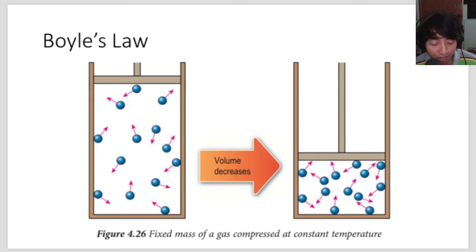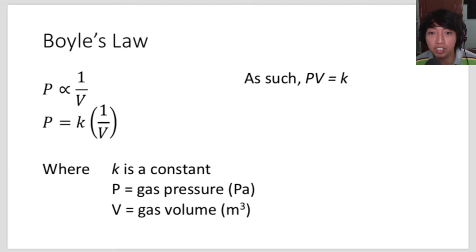And by the way, these pictures are all in your textbook, so you can also take a look in your textbooks later. Okay? So this is the formula that we can usually use. P is inversely proportional to 1 over V. Or if we write it, pressure equals K times 1 over V, K being the constant. So K is a constant, P is gas pressure in Pascal, and V is gas volume in square meter. And as such, if we were to rearrange the formula, we have PV equals K.